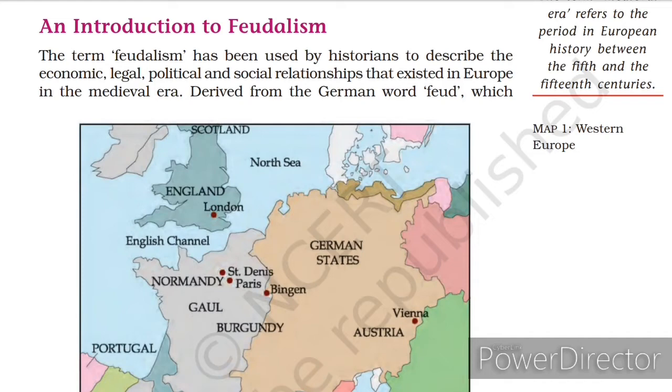Now from the book itself, the term feudalism is derived from the German word feud, which means a piece of land. In this way, feudalism was a system associated with land. It refers to a type of society which developed in medieval France and later in England and in southern Italy.